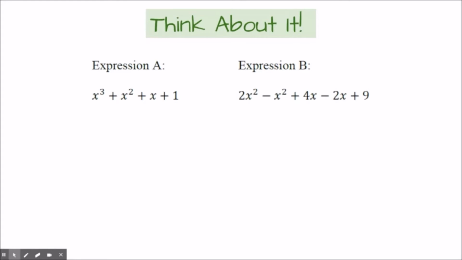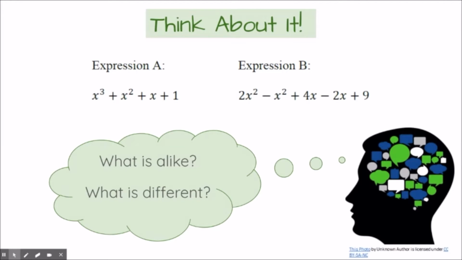To start, we're going to warm up our brains with a Think About It task. Today's Think About It asks you to look at expressions A and B and notice something that is alike and different about the expressions. Expression A is x to the third power plus x squared plus x plus 1. Expression B is 2x squared minus x squared plus 4x minus 2x plus 9. Take a few seconds to think about what you notice that is alike and different about the two expressions.